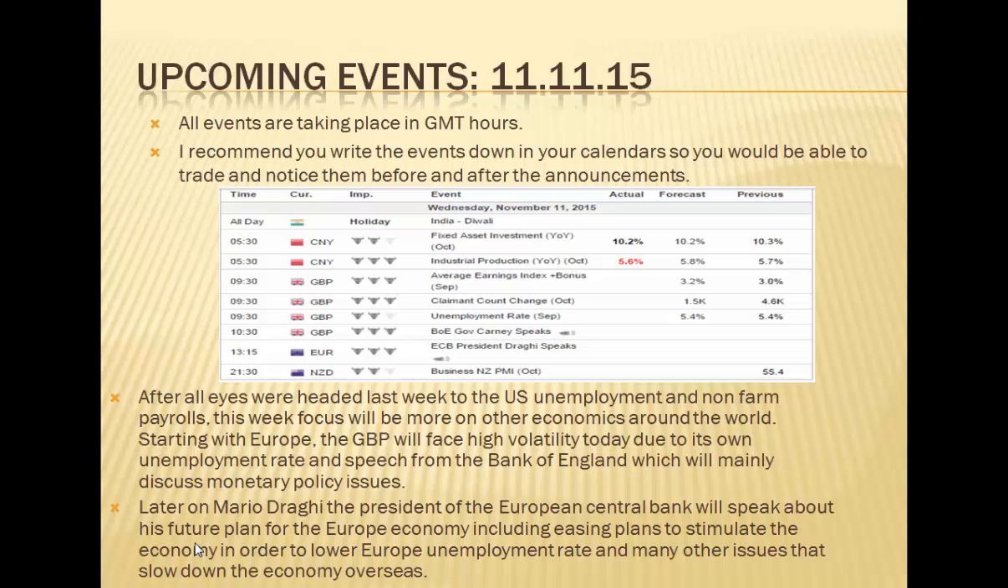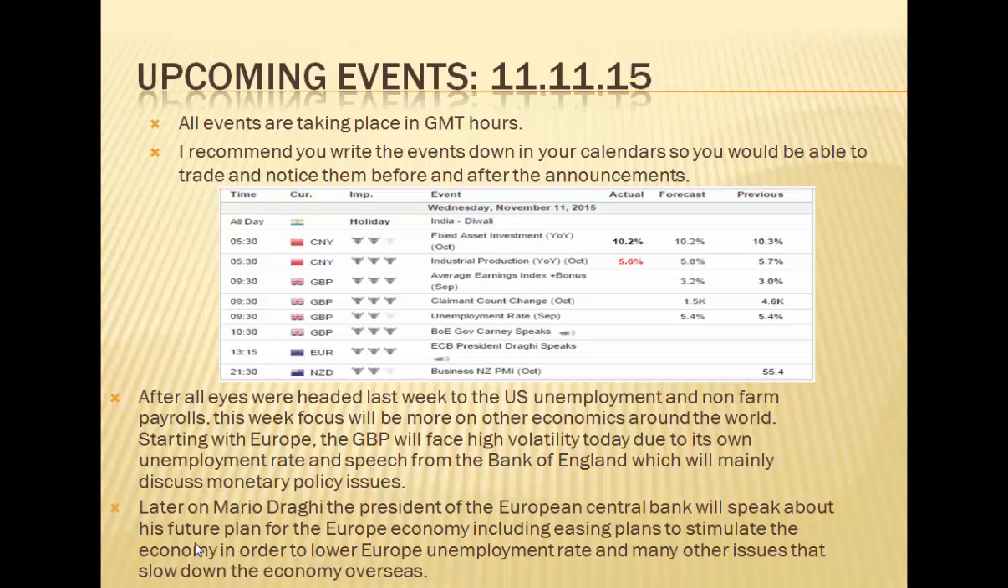After all eyes were on the US unemployment and non-farm payrolls last week, this week the focus will be more on other economies around the world. Starting with Europe, the GBP, or the pound, will face high volatility today due to its own unemployment rate, and a speech from the Bank of England, which will mainly discuss monetary policy issues.